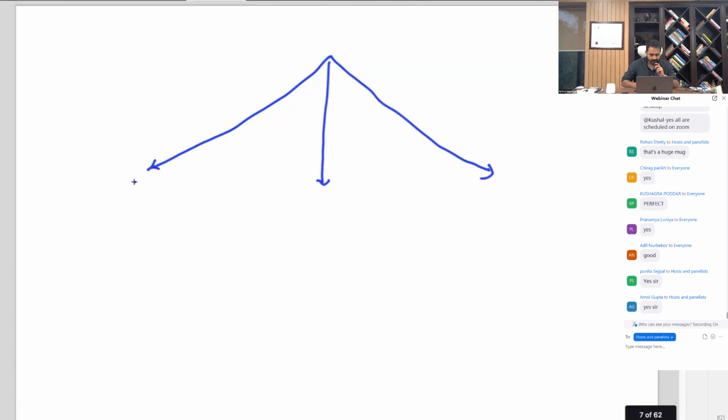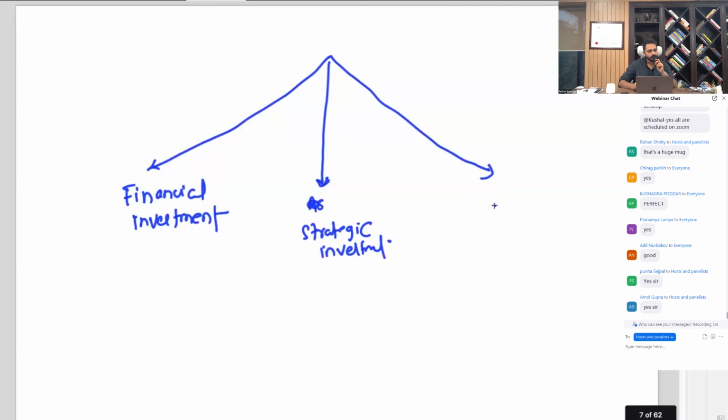The first bucket is if I'm making a pure financial investment. Then how do we do accounting for the financial investment part? Or if I'm making a strategic investment, I'm trying to be some sort of an associate in the company, so let's call it a strategic investment. Third, I'm taking control of the company. The joint venture, as I said, is the fourth one.